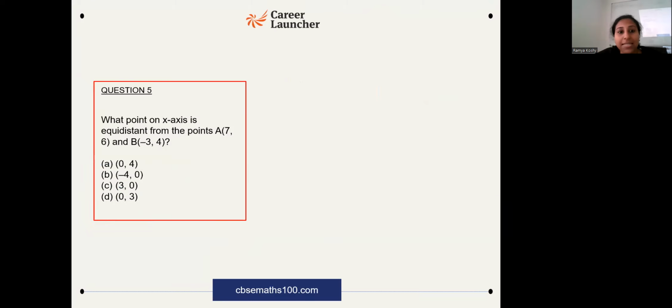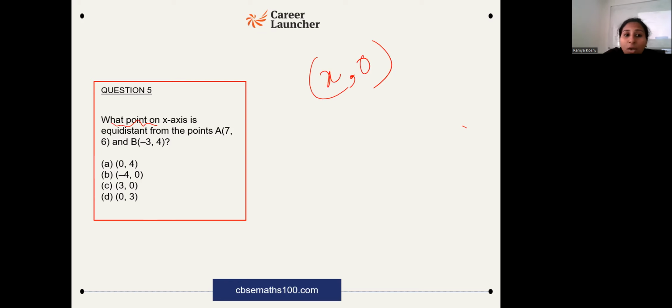Okay. This is a similar question. I'll just discuss, I'm not giving you time to solve. Please listen. What point on the x-axis is equidistant from the points 7, 6 and minus 3, 4? What is the concept here? How will I take the point? It's a point on the x-axis, so how will the point look? Any point on the x-axis will be x comma 0.